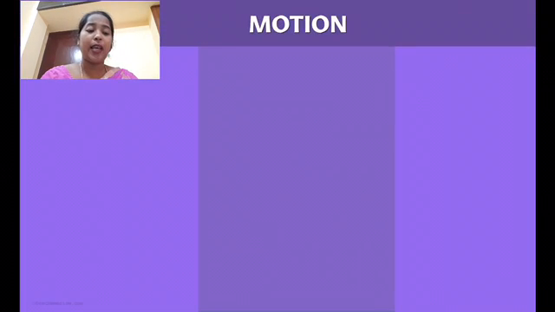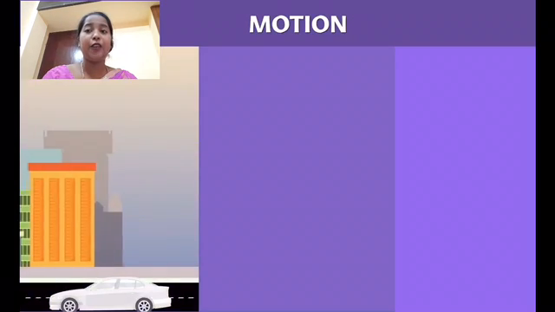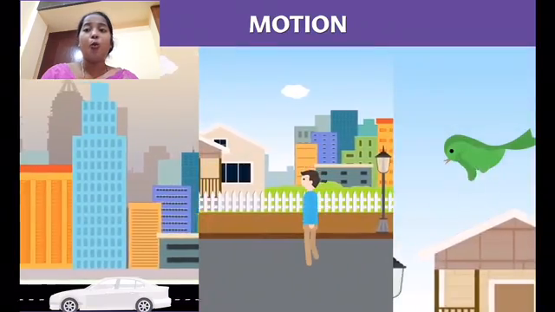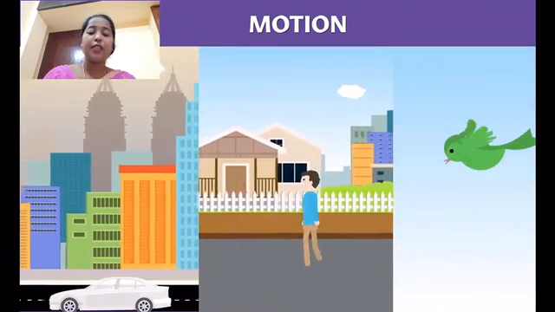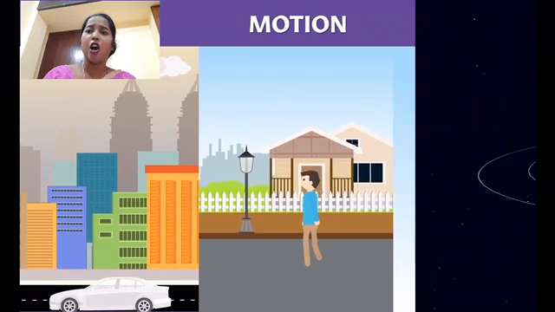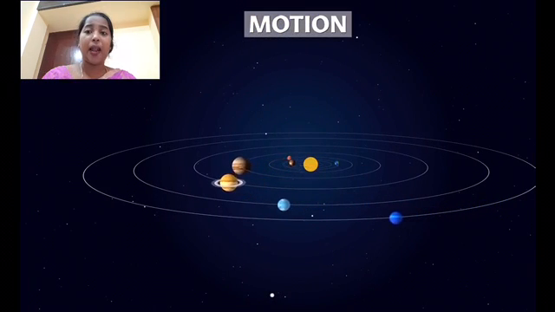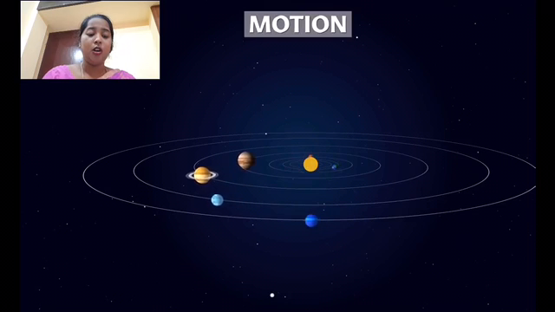In our day-to-day life, we see various things moving around us. Simple examples that I can give are vehicles moving on the road, people walking on the street, birds flying in the sky, and so on. Do you know that Earth and the other planets also undergo motion? Yes, they are revolving around the sun.